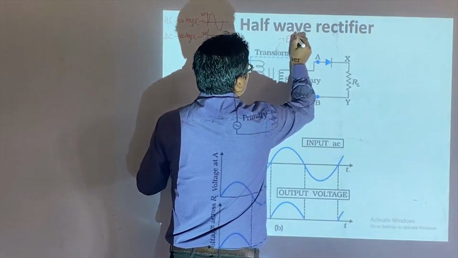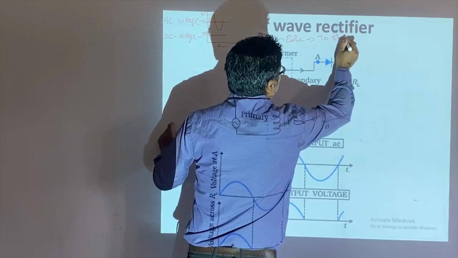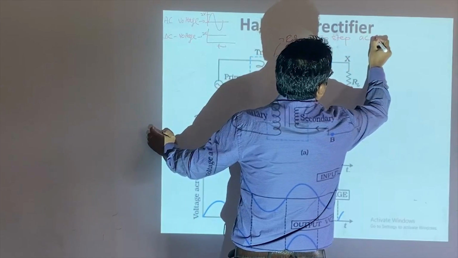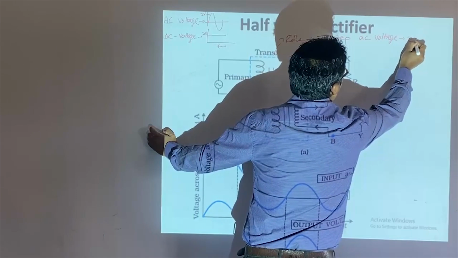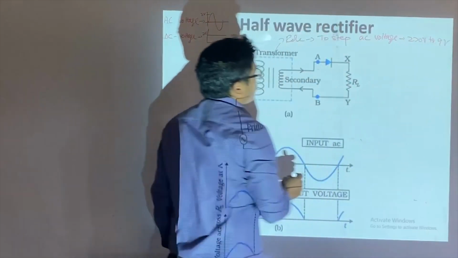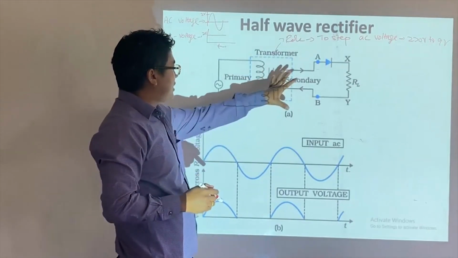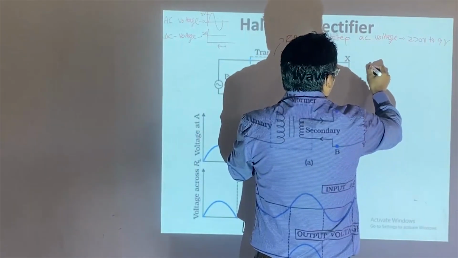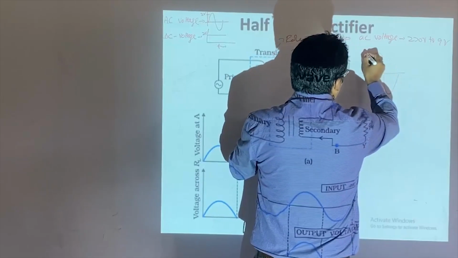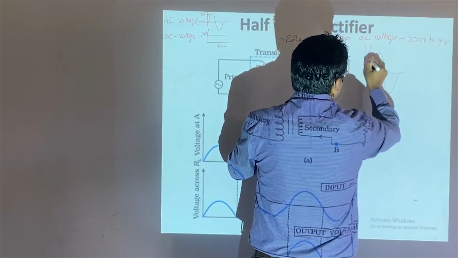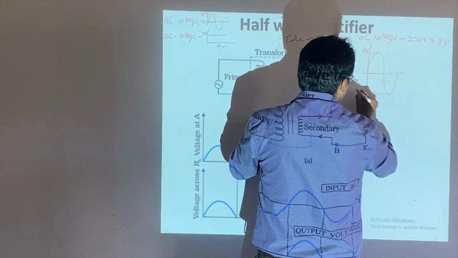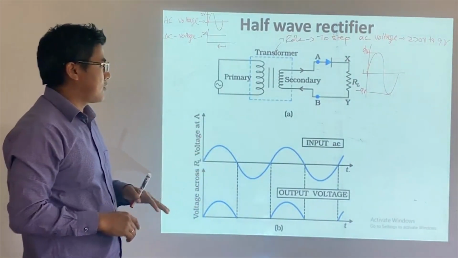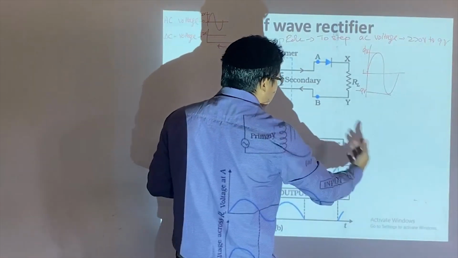The role is to step down alternating voltage, AC voltage, let's say 220 volts to 9 volts. So now this is the output voltage. Now look here. Let's say I have 9 volts. This is 9 volts. Whatever this is, this is the input and you get the output.